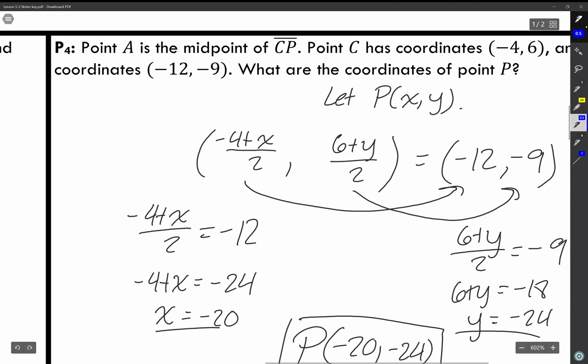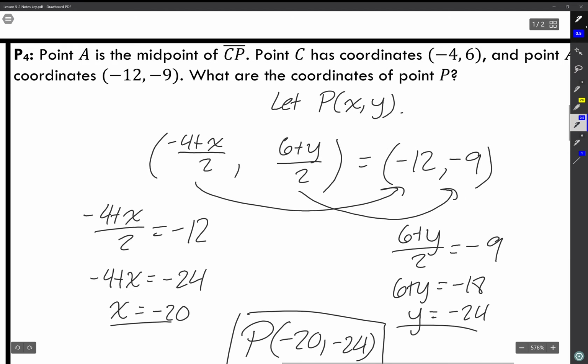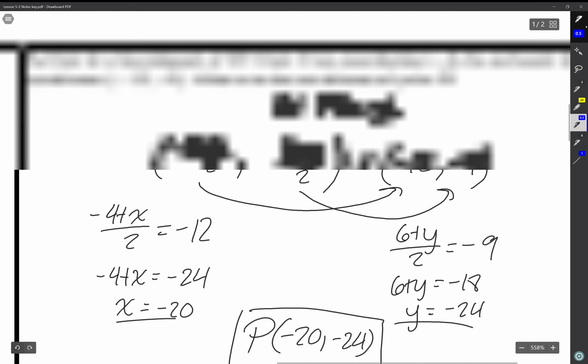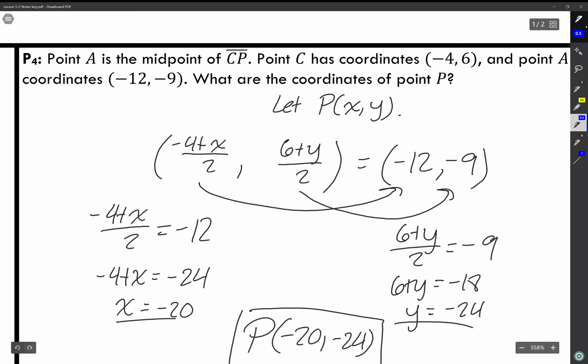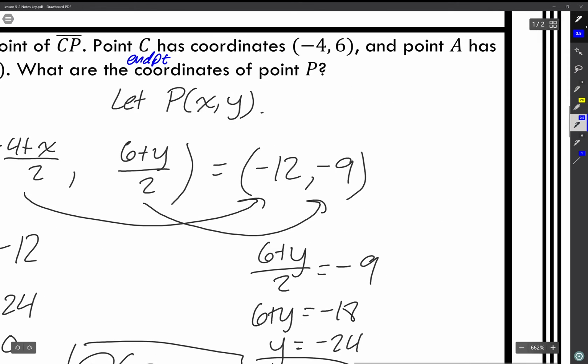Okay, next. Point A is the midpoint of CP. C has coordinates -4, 6, and point A has coordinates -12, -9. What are the coordinates of point P? So our two endpoints are C and P. So endpoint, and then A is the midpoint, right?